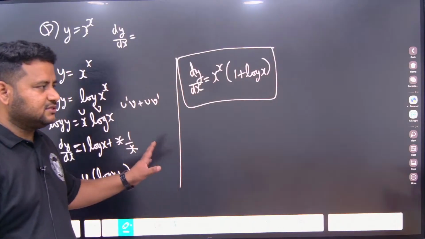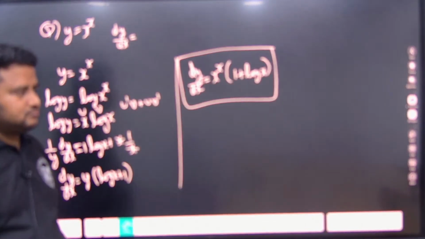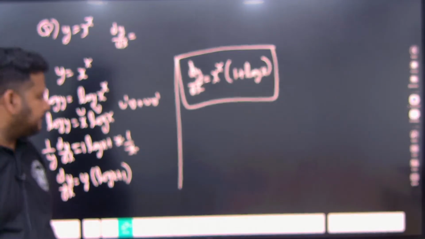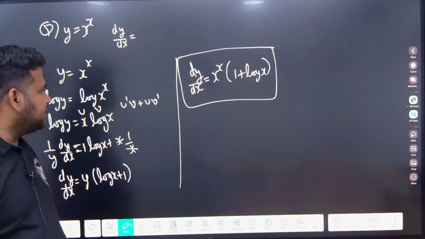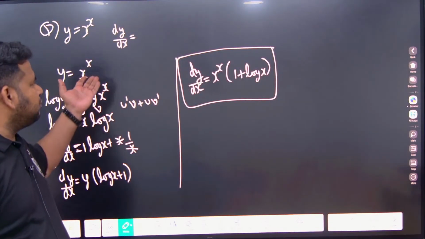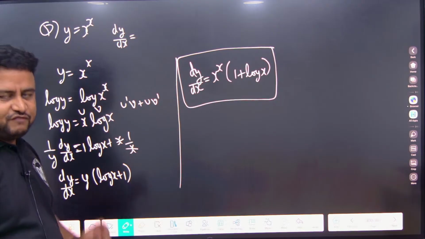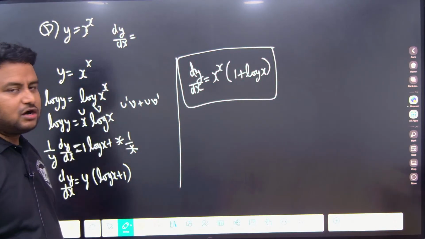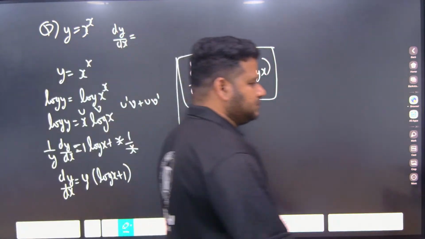This is how we can solve this question. Clear? This is the way to solve it. When the function is exponential or logarithmic, you apply log on both sides. Whenever a function over a function is given, you apply log on both sides, and easily you can solve.